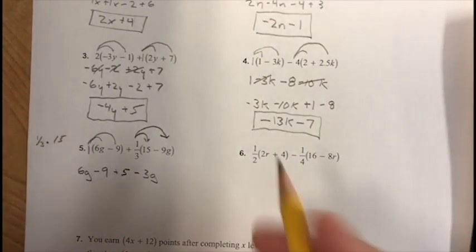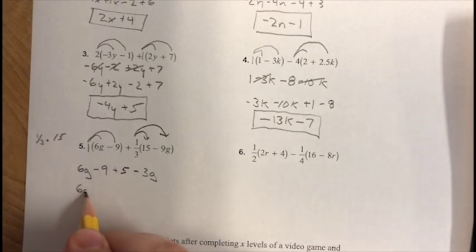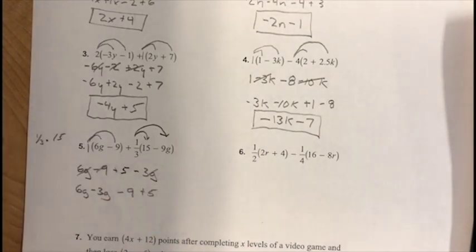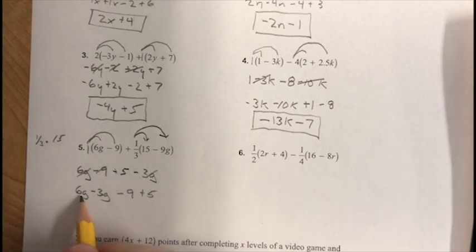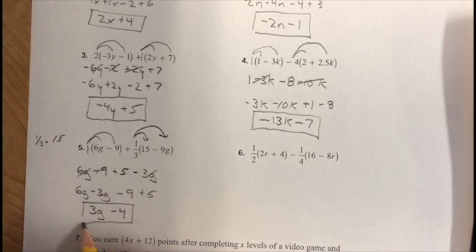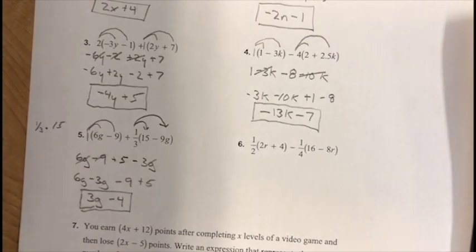Now that we've done that, let's combine our terms. Let's go 6g minus 3g. I've moved those two. And then I have a minus 9, move that one, plus 5. Now that I've got all my like terms put together, let's just do the work. 6g minus 3g, well, that's easy, 3g. Negative 9 plus 5 gives me negative 4. Now, there are no like terms, there are no parentheses, this is simplified.